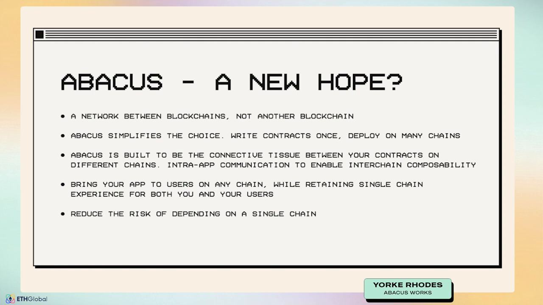And instead of these deployments having strict boundaries between the set of participants, Abacus enables this connective tissue between smart contracts on different chains and between these different deployments. And so we can actually get composability of the smart contracts that are deployed on all of these different blockchains through communication between the smart contracts.